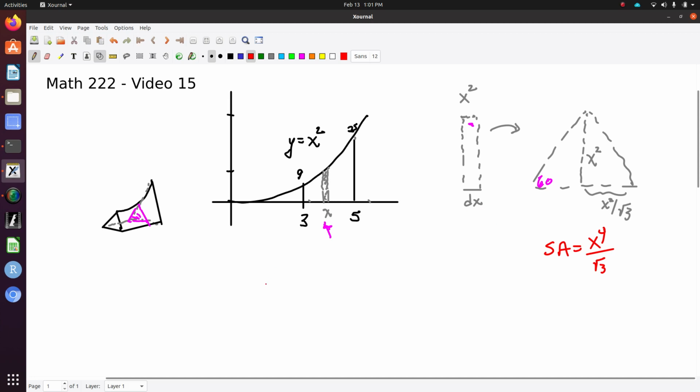So what we're going to do is integrate from 3 to 5 of x to the 4th over square root of 3 dx, and you guys can do that yourself. This is not mysterious to you, and you can always double check that answer on Wolfram Alpha if you want. Okay, so I'm not going to actually solve this. I just wanted to set it up for you, and hopefully you can visualize that.